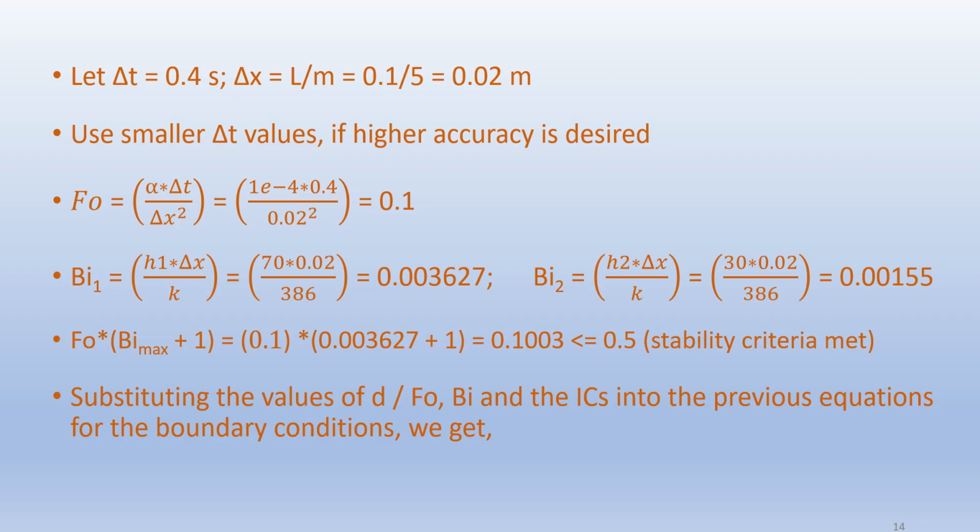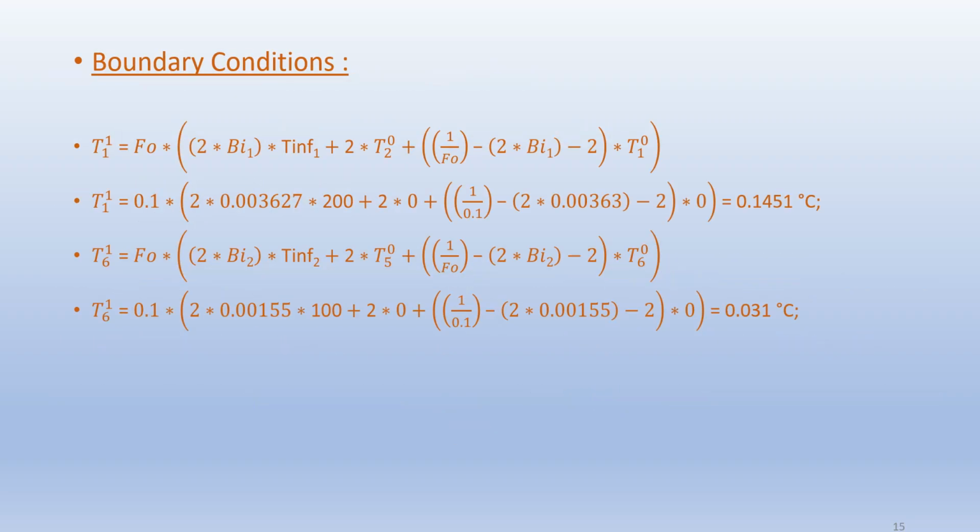Now we substitute the values of delta, F0, Bi, and the initial conditions into the previous equations. We get T11 equals 0.1451 degrees Celsius and T61 equals 0.031 degrees Celsius. These are the temperatures at both boundaries for the first step.